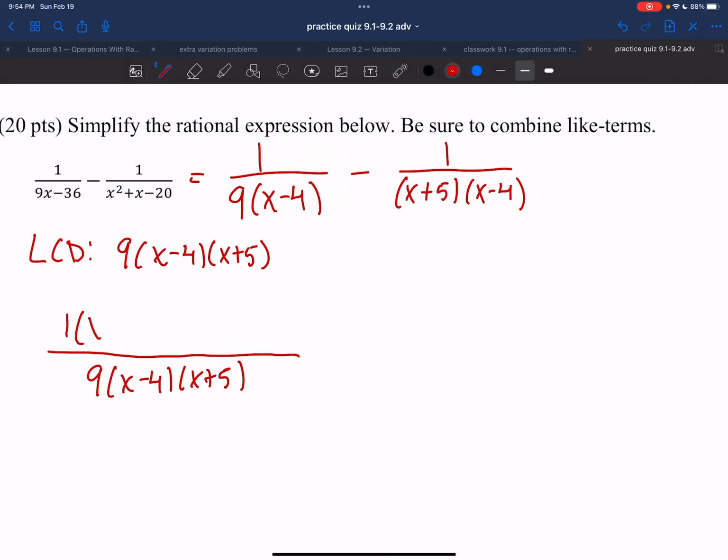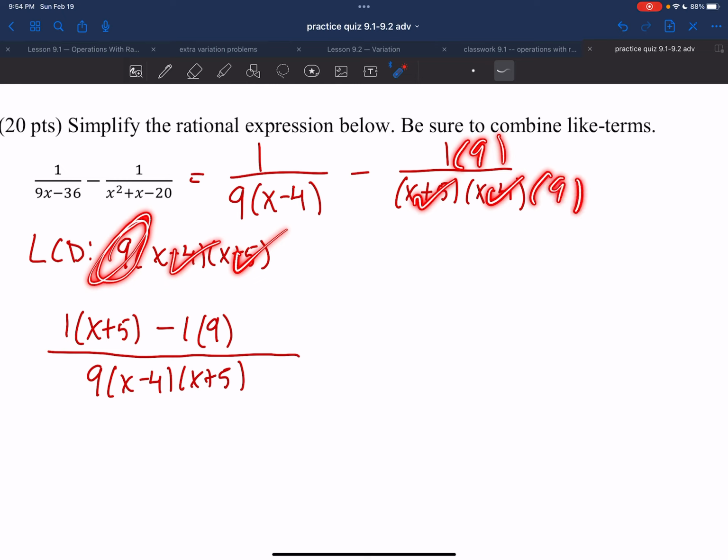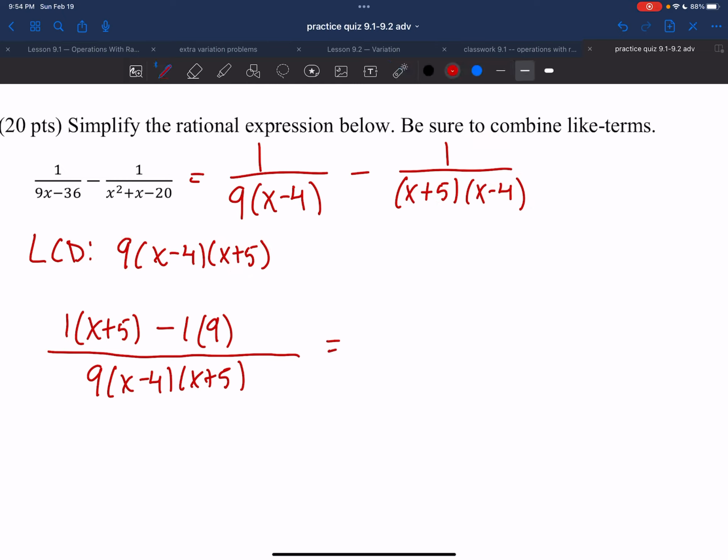So that's now doing 1 times x plus 5 minus, and then it's 1 times the other missing denominator, was just 9, actually. Just 9. That was the only missing factor, you see, because it has x plus 5, it has x minus 4, but it doesn't have the 9 on top and bottom. So that's why I got to put that there. Okay, so that's x plus 5 minus 9 over 9 times x minus 4, x plus 5.